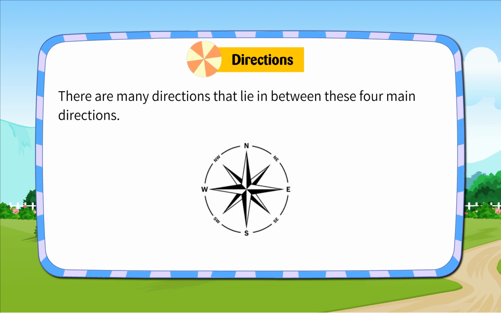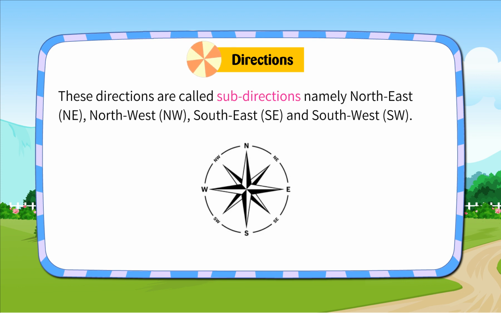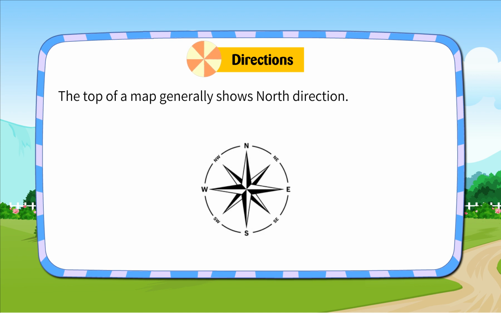There are many directions that lie in between these 4 main directions. These directions are called subdirections, namely northeast, northwest, southeast and southwest. The top of a map generally shows north direction.